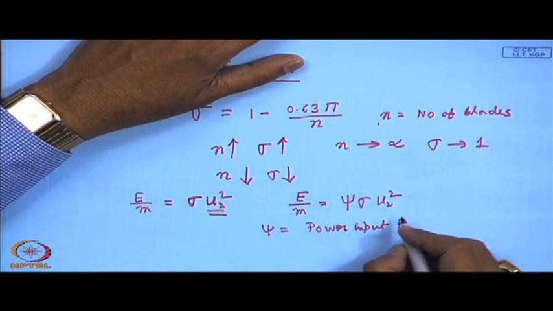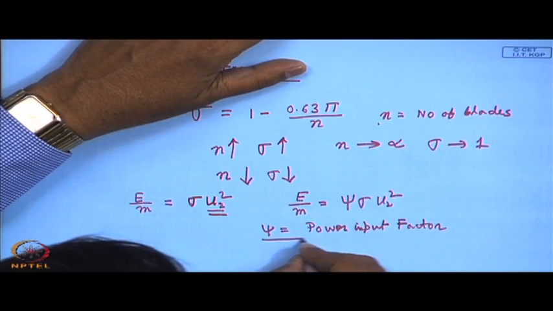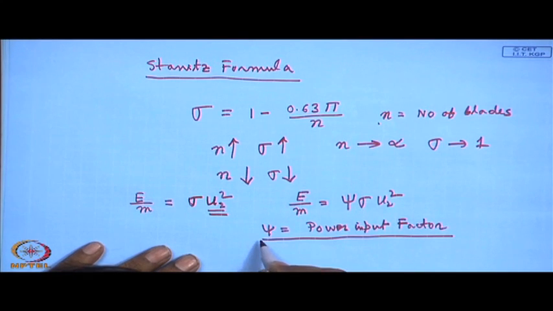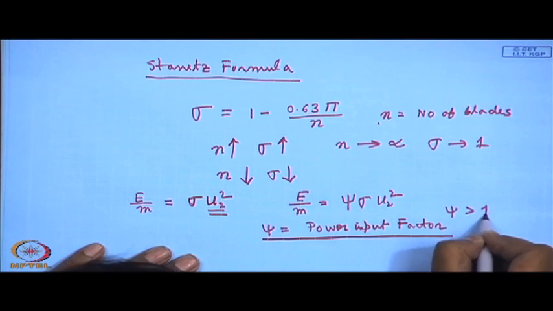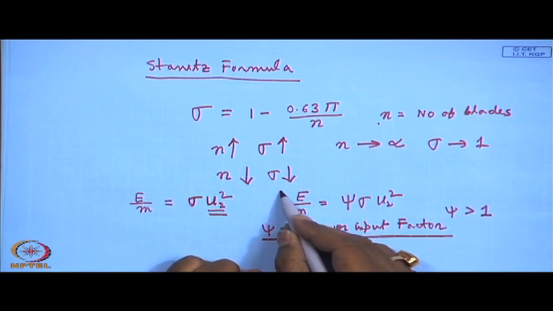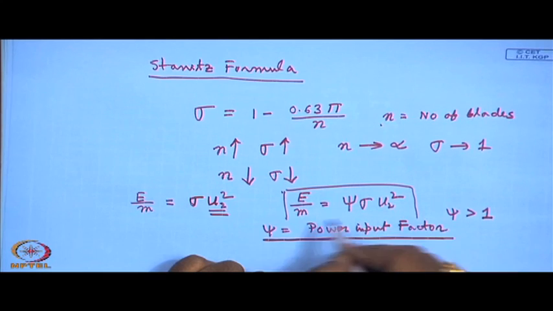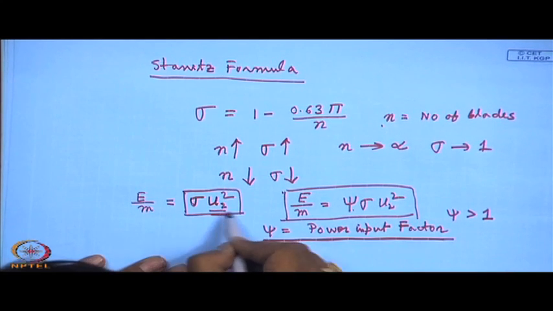Power input factor. This takes care of the frictional losses, the disc friction and windage losses. All these are taken care of by the power input factor, which by physical sense will definitely be greater than 1. That means this will be the energy requirement of the machine, out of which a part will be imparted to the fluid, which will exhibit the slip phenomenon.